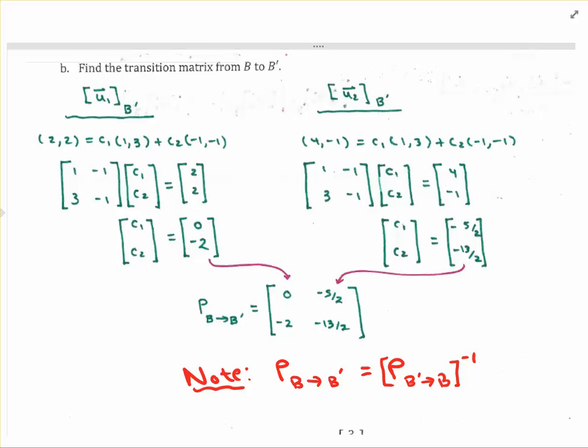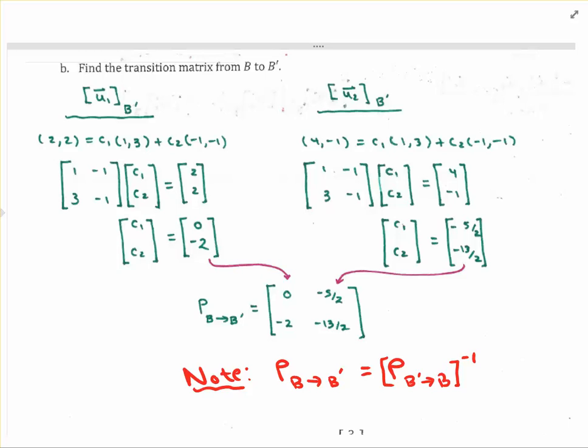You'd follow a similar thing to figure out the components of u sub 2 relative to the basis vectors B prime. And so here's the equation that you would set up. Bounces us into a matrix equation setting, and solving for C1 and C2, we see that C1 is negative 5 halves and C2 is negative 13 halves. So this tells us that we would need negative 5 halves of the vector 1, 3 added to negative 13 halves of the vector negative 1, negative 1 in order for us to get the vector with components 4, negative 1. Now, each of these solutions for C1 and C2 are going to populate the columns of the transition matrix, which takes us from the basis B to the basis B prime.